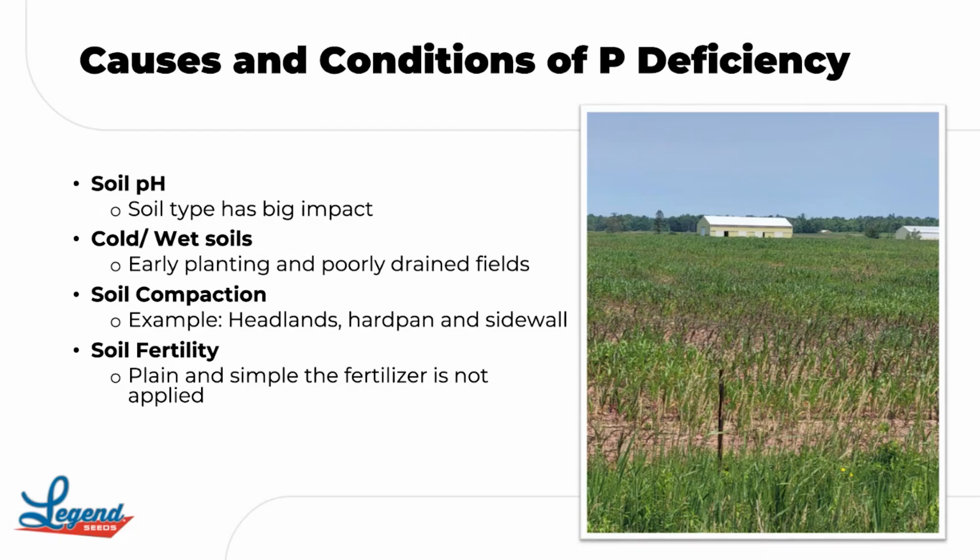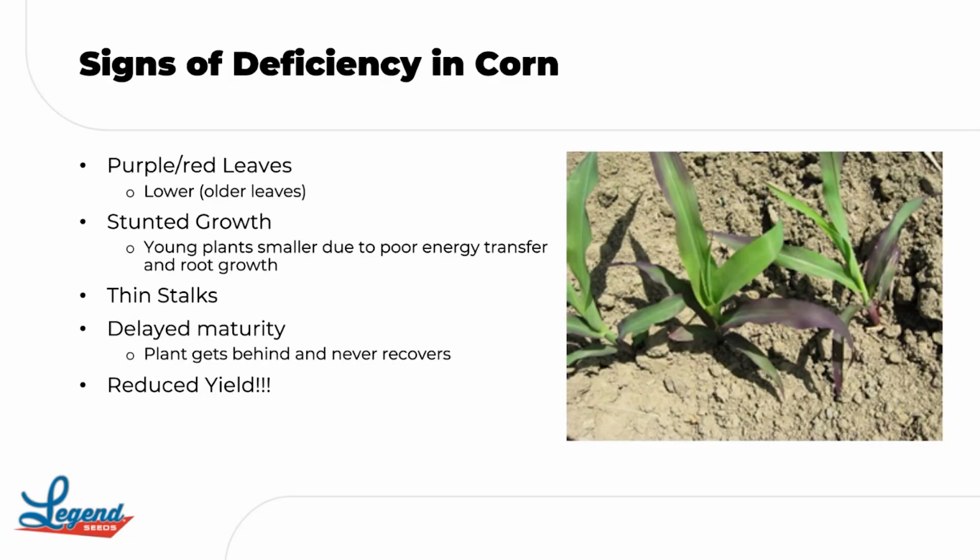it usually has something to do with compaction or something that occurred early on in that season. Call it human induced usually. We can't control the weather, obviously, but we can control if we go out there and mud something in. So, signs of deficiency in corn: purple reddish leaves on the lower, your older leaves. That starts on the bottom and works its way up the plant.